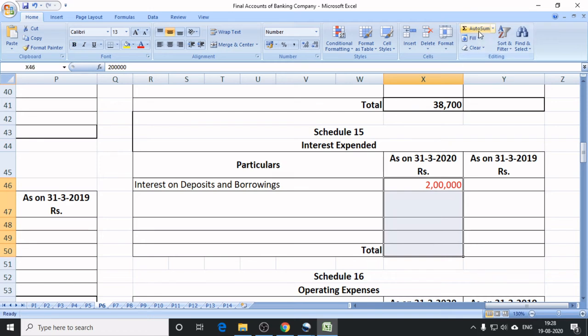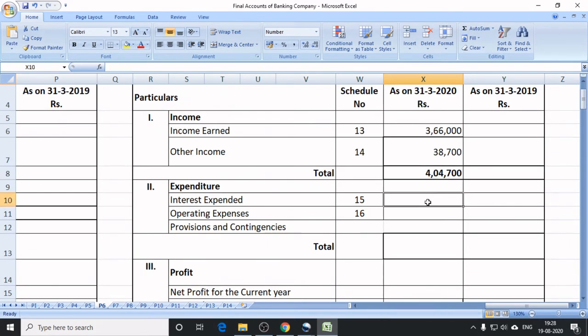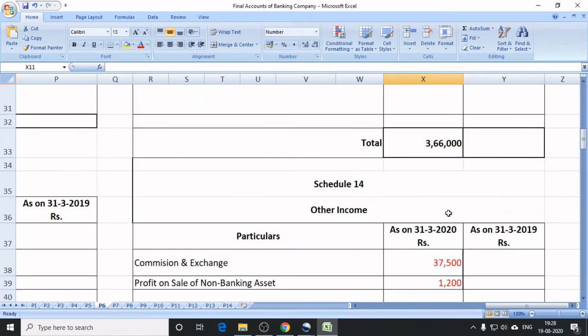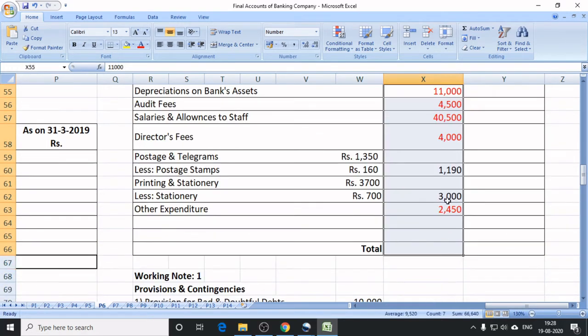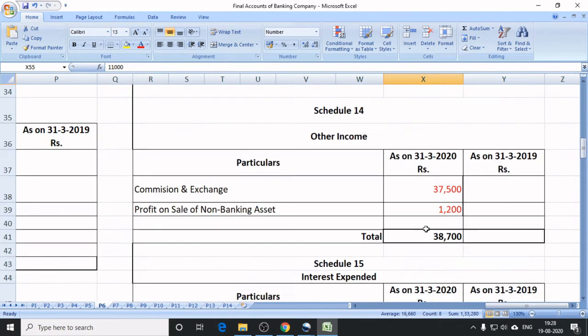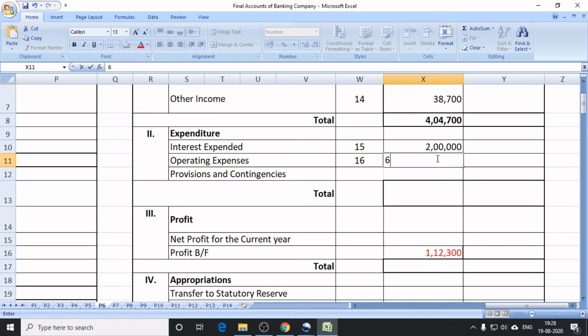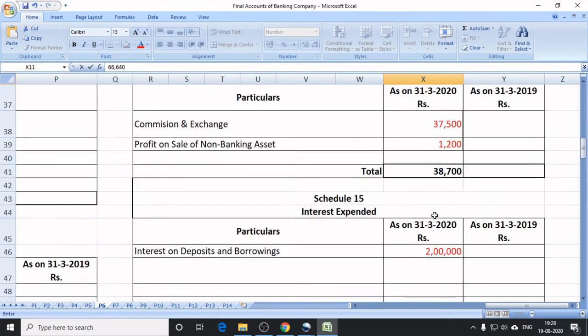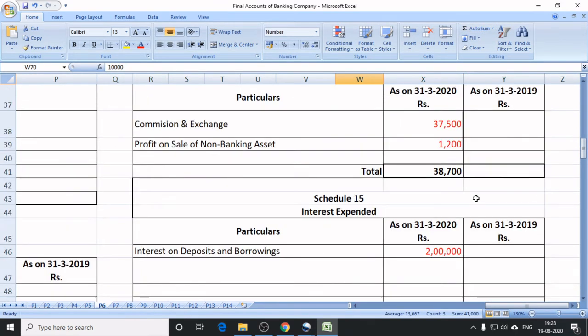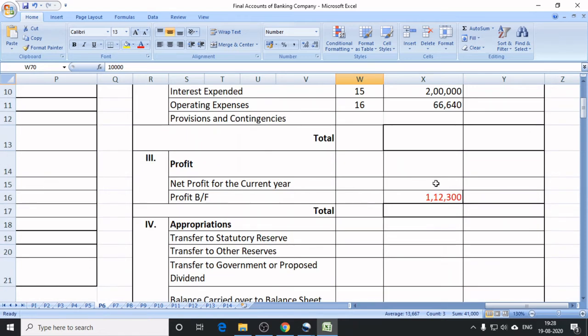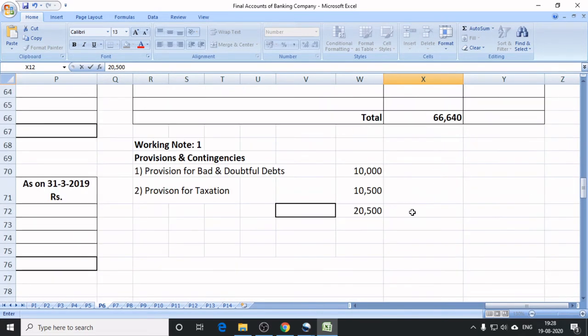Now let's close schedule number 15. There is only one figure, 2 lakh rupees, so here show the summary, 2 lakh rupees next to schedule number 15. Now operating expenses. Add all the operating expenses one by one. Now you have the total 66,640. So here show 66,640 and provisions and contingencies. The total of these two is 20,500. I'll check again to ensure 20,500.